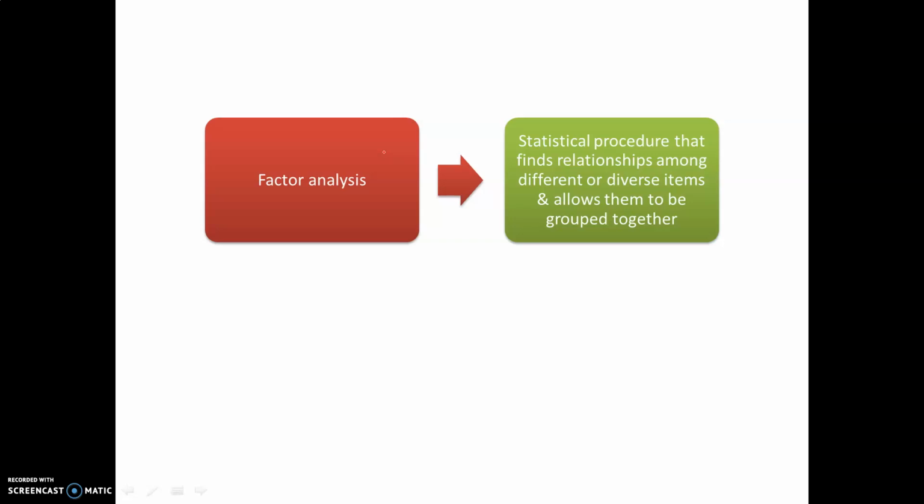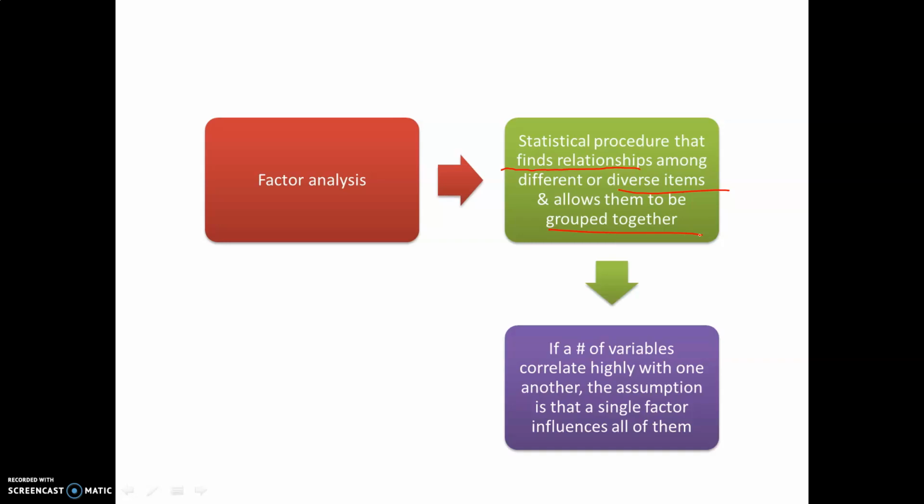The first part that's really important is it finds relationships among diverse items, and then it allows us to group them together, right? So it's finding relationships among diverse items and variables, and it allows us to group those together. And then by doing further analysis, we can start to see that some variables correlate really highly with one another. And the assumption then is that there's a single factor influencing all of them. We're going to call that single factor a super factor.